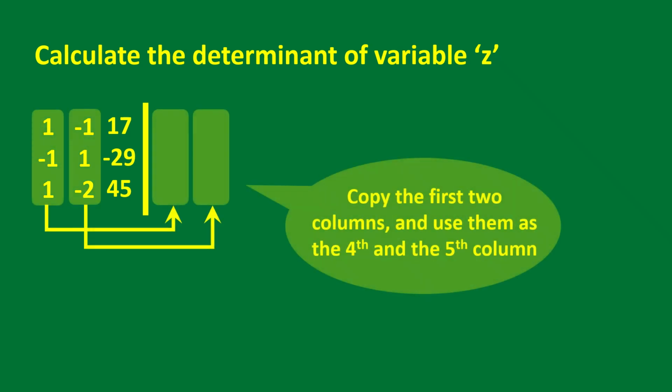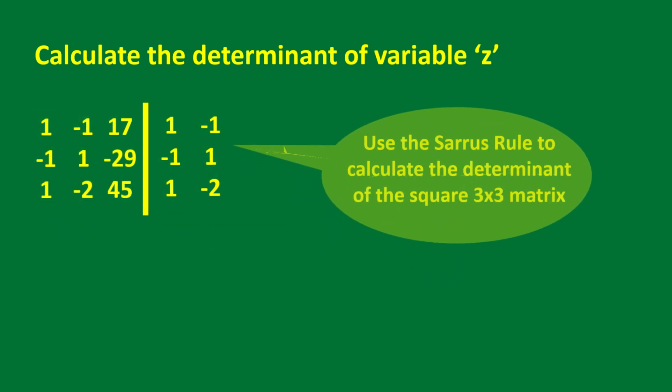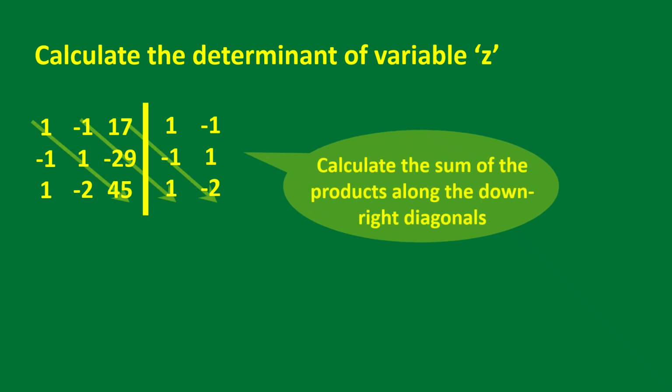And again, we need to copy the first two columns of the matrix and use them as the fourth and the fifth column respectively. And again, I'm using the Sarrus rule to calculate the determinant of variable z. And then we have to calculate the sum of the products along the downright diagonals as represented by the yellow arrows. And here are the numbers.